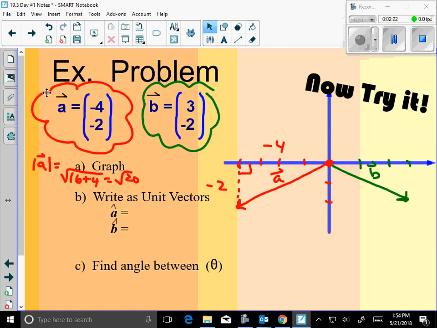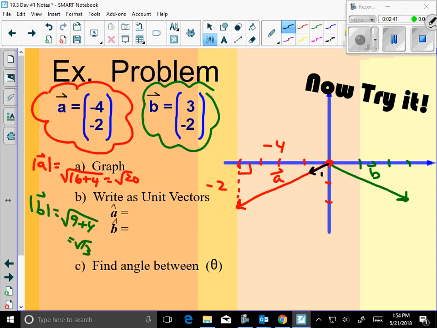How about vector B? Well, same deal. Now I'm just squaring 3 and 2. So I got 9 and 4. Looks like root 13. Now what if I wanted to take vector A and take it from square root of 20 down to a length of 1?